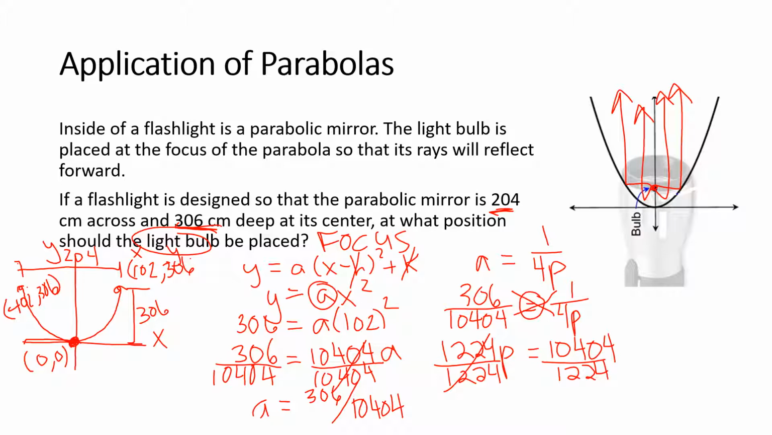If I use my calculator here, I've got 10,404 divided by 1,224 equals 8.5. So we need to put our light bulb 8.5 centimeters above the vertex.